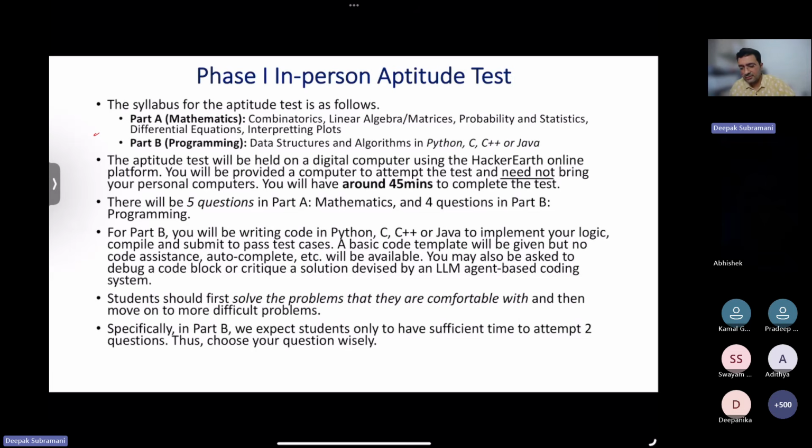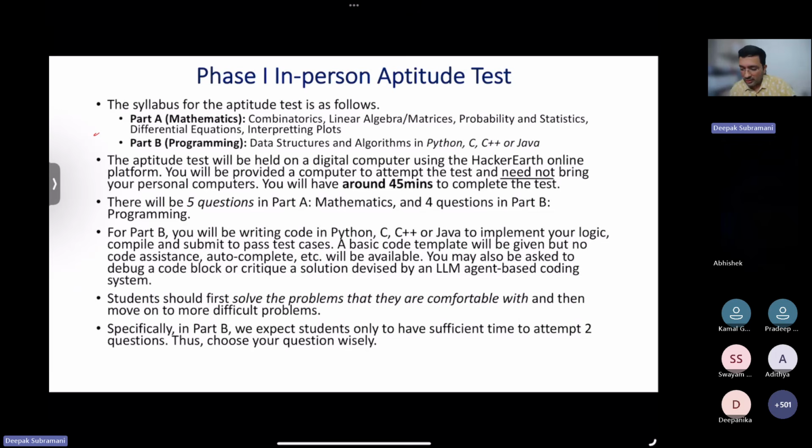So this is the phase 1 in-person aptitude test. Most important things for you to remember: part A mathematics, part B programming. In programming, attempt the questions that you are comfortable with. There will be questions answerable by students from a mechanical engineering, chemical engineering, civil engineering, physics, or mathematics background also, so those students will not be at a disadvantage.